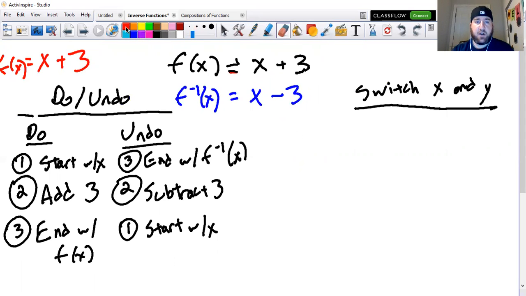All right, so now switching x and y. This is explaining the algebra and it's written out. This is just straight actually doing some algebra. So f of x equals x plus 3.